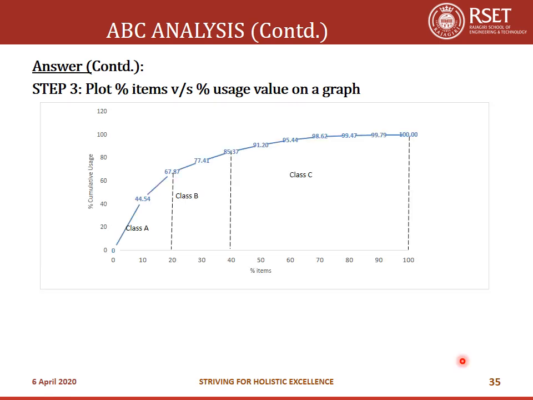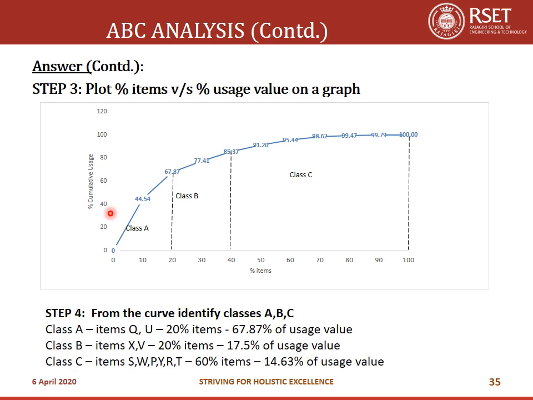Step 3 is to plot the percentage items versus the percentage usage value on a graph. So on the graph I'm going to plot, and here you can see that I've plotted. After I plotted, I can actually see the three different classes. So from the curve, I'm going to identify classes A, B, and C. Under class A, I have identified items Q and U that correspond to 44.54 and 67.87. So the first 20% of the items correspond to 67.87% of the usage value.